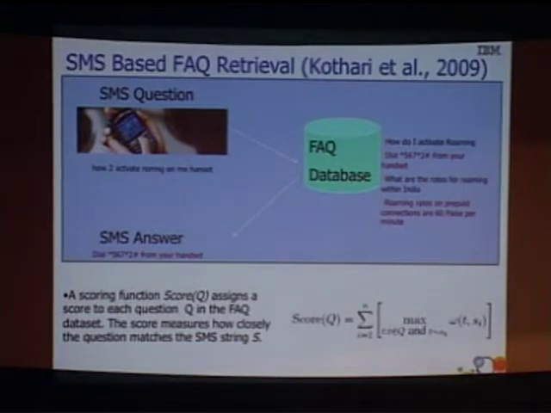Now that was at the word level. Now you can do the same thing at a sentence level. If you have correct sentences like how do I activate homing, what are the grades for homing within India, and somebody is typing a question on SMS saying, give me the answer to this. This person does not know what is there in that fact database. So either the answer to that question is there or it's not there. If it is there, you need to match it to the correct one.